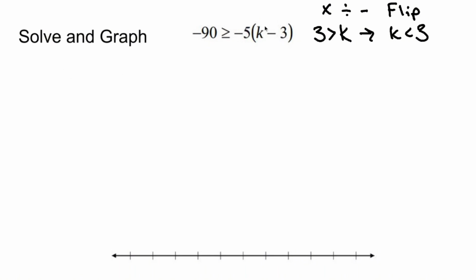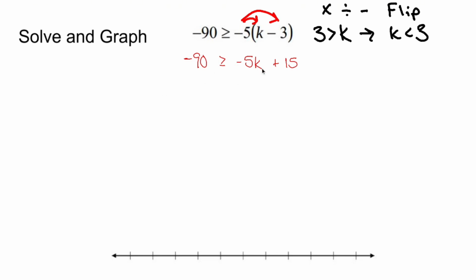This is distributive property. Negative 5 is being multiplied to k. So negative 5 times k and negative 5 times negative 3. Let me make a skinnier pen. Negative 5 times k is negative 5k. Negative 5 times negative 3 is positive 15. Drop down the negative 90, drop down the greater than or equal to. That part hasn't changed. Now I have to get k, which is on the right side, all by itself.